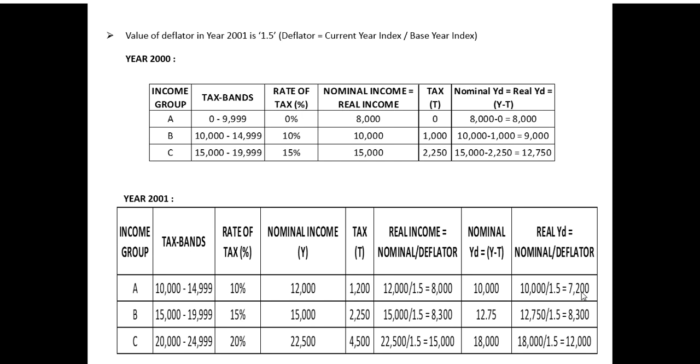Look at this example once more, try to understand and try to solve it yourself and clarify. We will continue with fiscal policy in the next video.